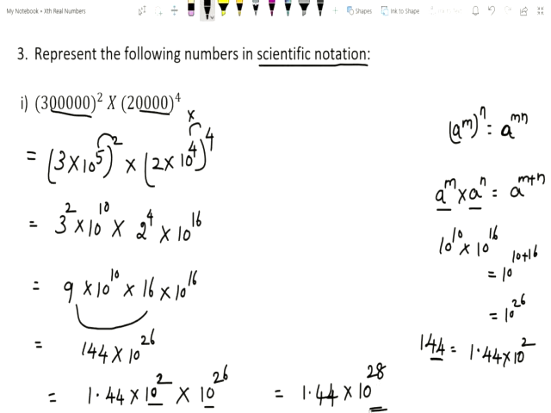Do you understand, children? First you convert into scientific notations, then apply the power: 3 square into 10 power 10 into 2 power 4 into 10 power 16. Then 3 square you will get 9, 2 power 4 16. Okay. After that you multiply these two numbers, you will get 144 and add the power, you are getting 10 power 26, and again you convert into scientific notation. So 1.44 into 10 square into 10 power 26. Okay. Now you should add the power: 1.44 into 10 power 28. You understand, children? See the next one.